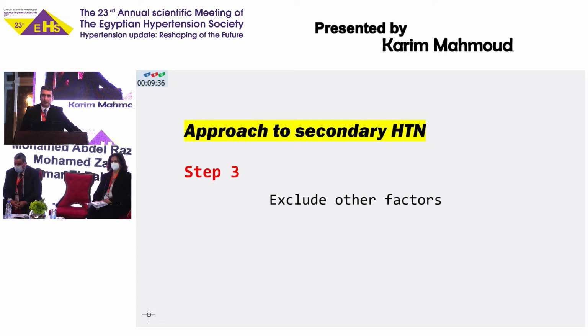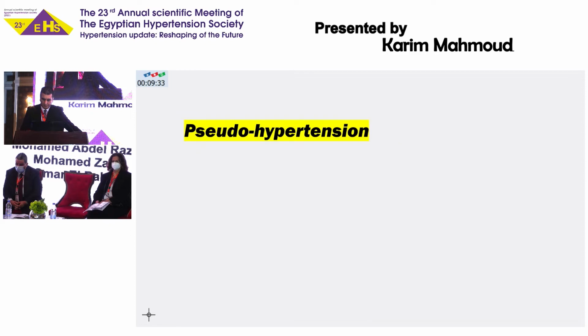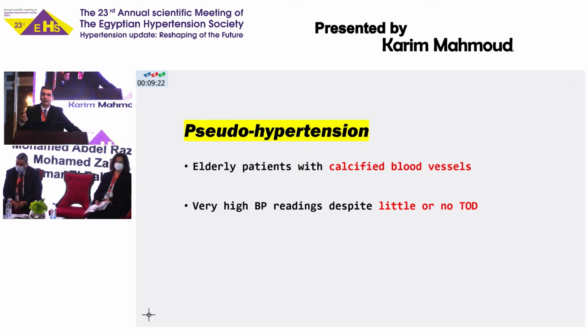So these are the first two steps: the clinical background and the ambulatory blood pressure. The third step is to exclude the confounders of secondary hypertension, such as this important condition, which is pseudo-hypertension. In elderly patients, they might have calcified and rigid blood vessels that lead to falsely very high blood pressure readings, despite little or no target organ damage. When we give these patients drugs, they have a marked reduction of their blood pressure and marked symptoms with the antihypertensive drug.